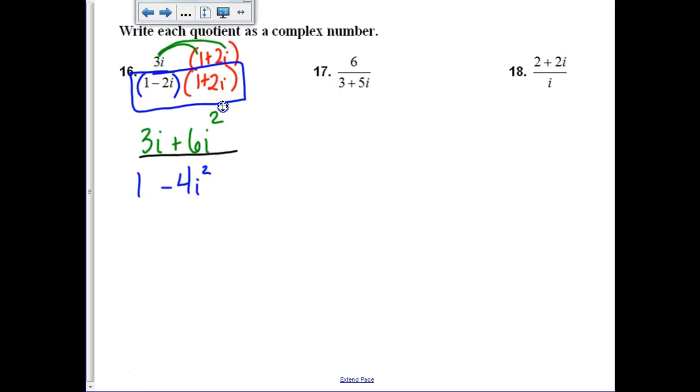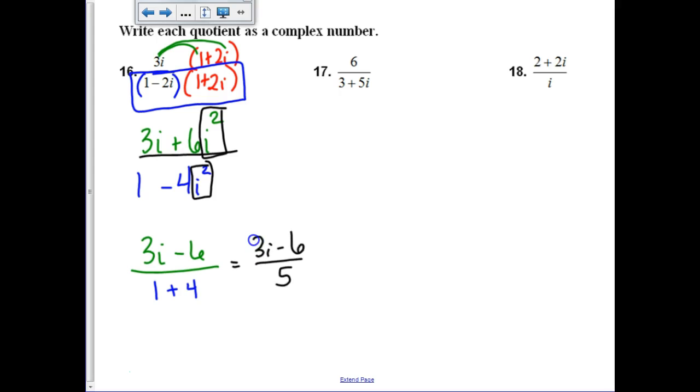Okay, still not done, because all these I squareds are going to get replaced with negative 1s. So this numerator becomes a 3i, and then 6 times negative 1 is really a minus 6. And then this denominator is really a 1. Negative 4 times negative 1 is going to turn into a plus 4. So your denominator is really a 5.